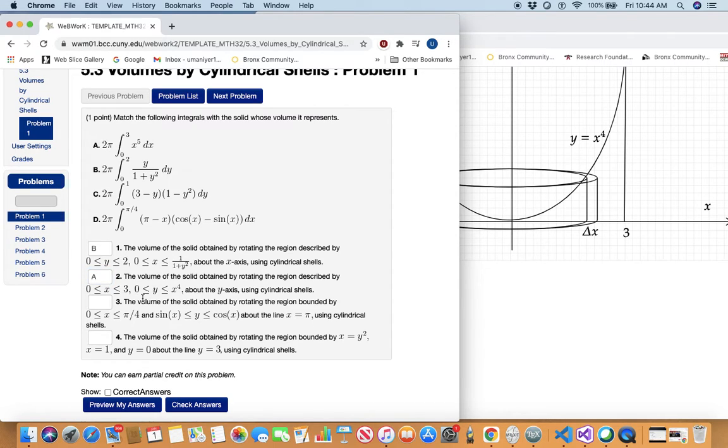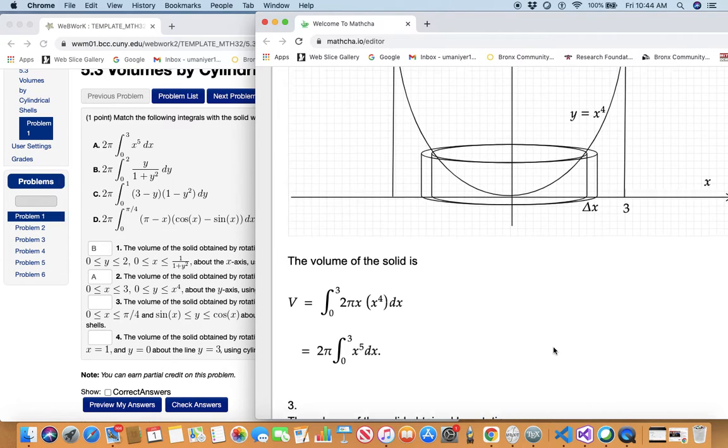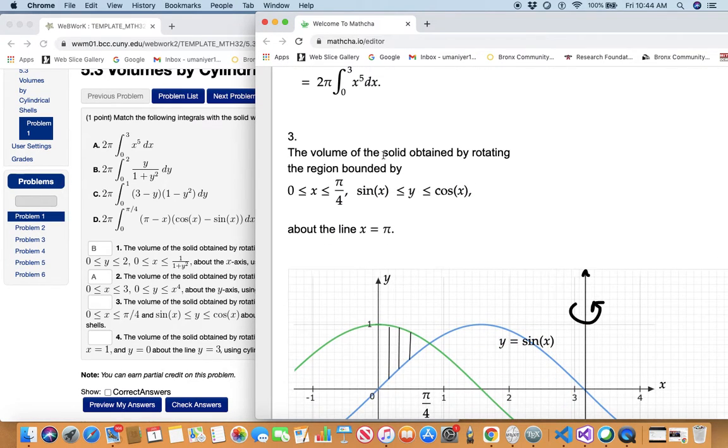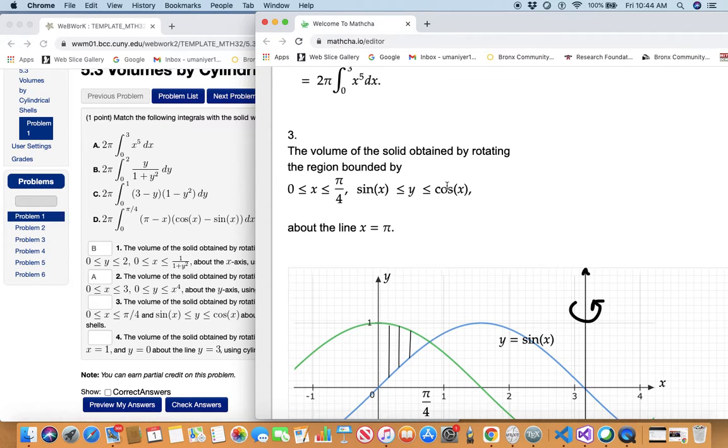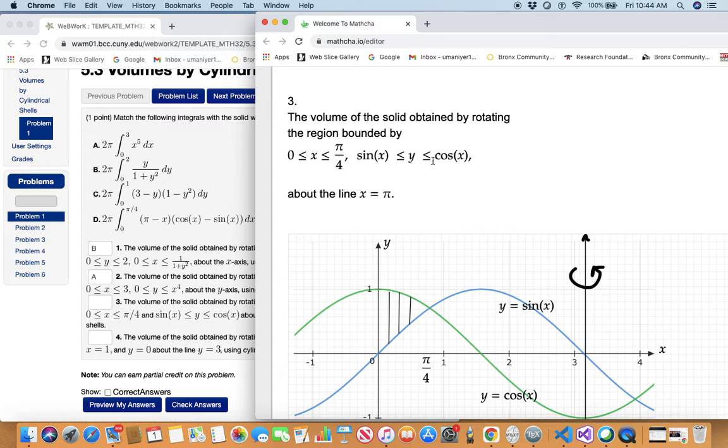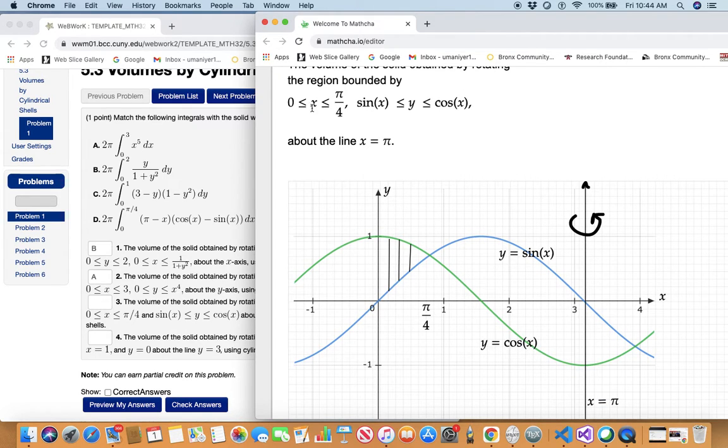Third one, volume obtained between sine and cosine. So let's look at the picture. So the solid obtained by rotating the region bounded by x between 0 and pi by 4, y between sine and cosine x. You want to take this region and rotate it about the line x equals pi. Okay. Now, x equals 0 is the y-axis. X equals pi over 4 happens somewhere here.